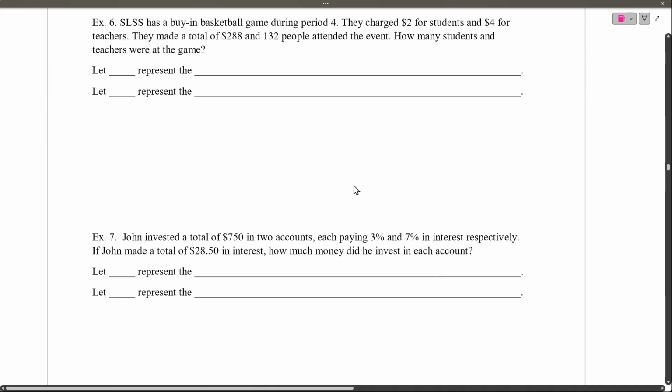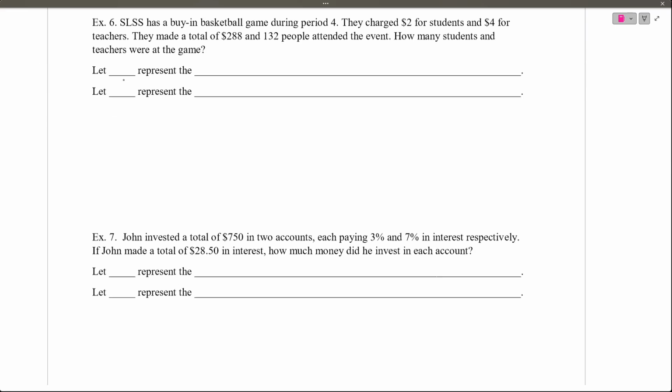So let's try it. First up, let X represent the number of students at the game, which means Y is the number of teachers. Oops, I can't erase there. Seeing what I'm capable of doing with my little pen here. So X is the number of students at the game, and Y will be the number of teachers at the game.